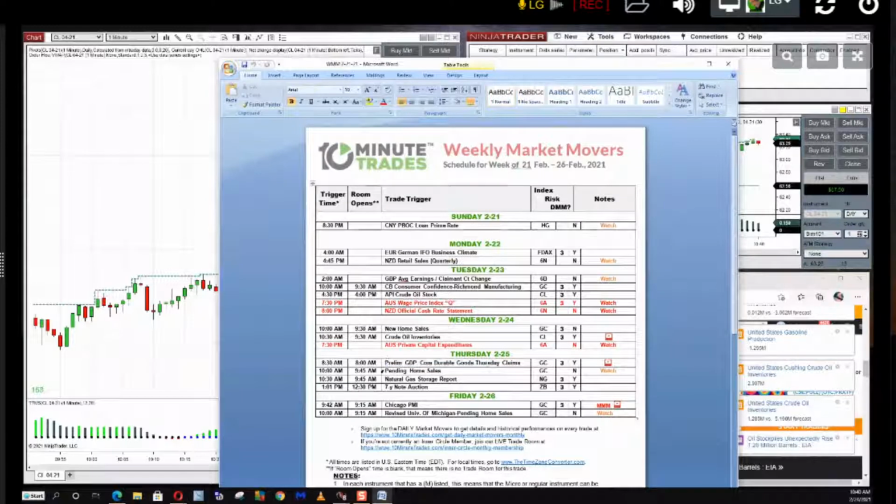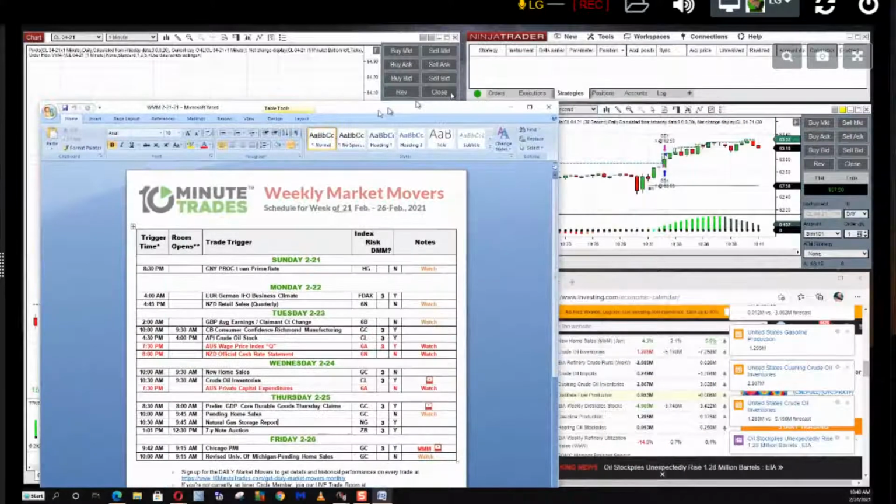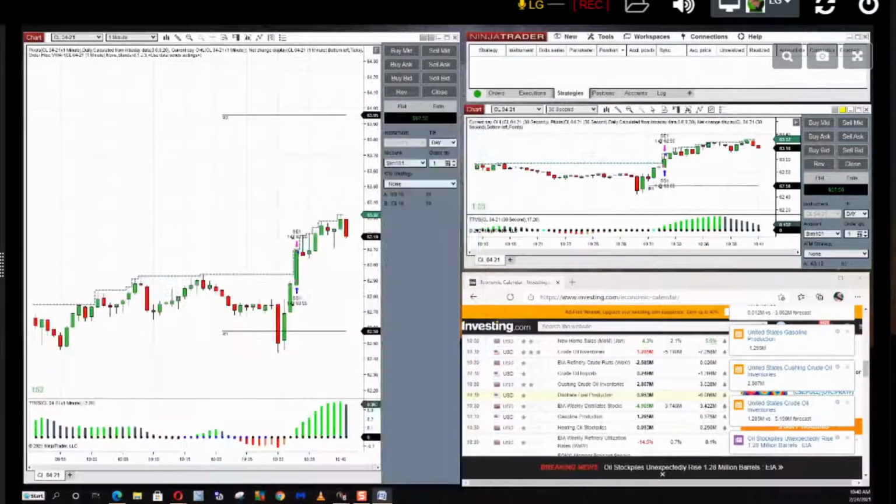Pending homes, I figured we'd open the trade room a few minutes early to watch it, test it, and then we'll do the same thing. We'll trade natural gas. Natural gas went back to its winning ways last week. And then we'll trade the 7-year note, even though that is the worst of the note auctions. But you saw what happened last week with the 20-year. People made a ton of money on the 20-year.